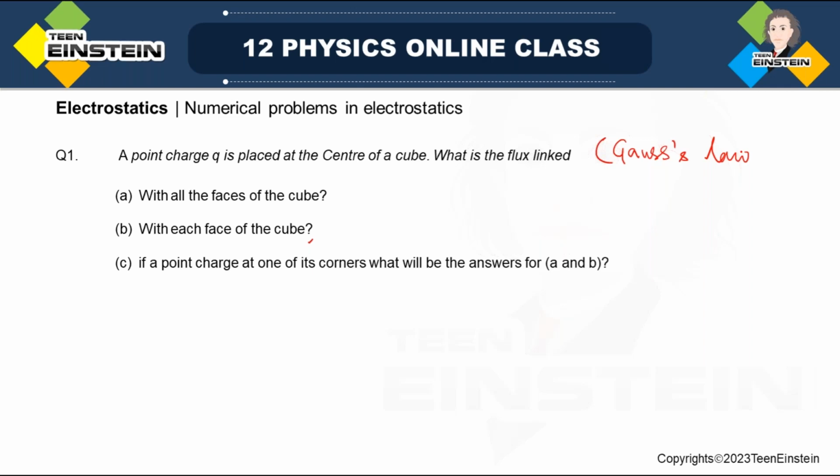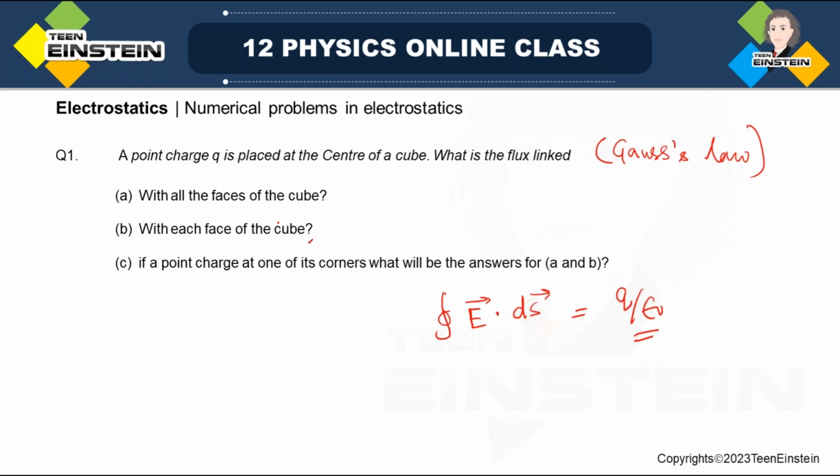Now, if you remember what Gauss's law is, then it is very fine. I just want to tell you once again, the mathematical form of Gauss's law is given by the closed integral of E dot dS is equal to q by epsilon 0, if the charge is situated in vacuum. This is the free space permittivity, as you know.